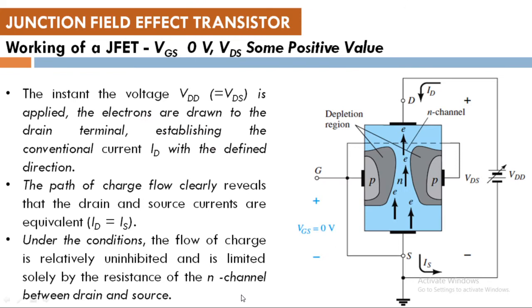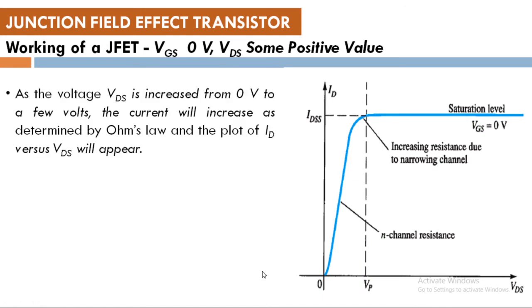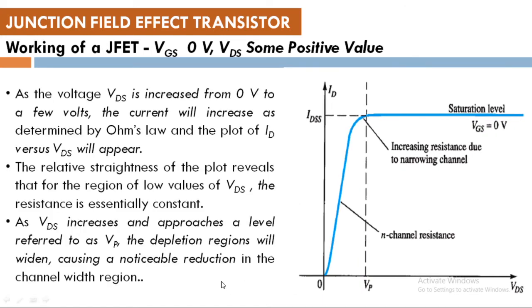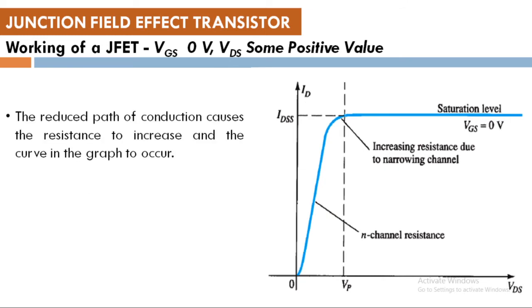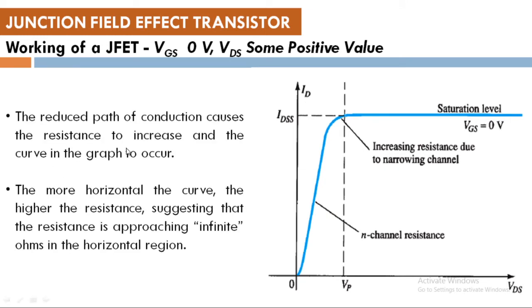Now, when this particular depletion region gets widened, there will be a noticeable change in the depletion width. The width will considerably reduce. Now, the reduced path of conduction causes the resistance to increase. Now, all of a sudden, we can see this curve is bending. This is because the resistance of that particular region is getting increased severely, and we see a curve in the graph.